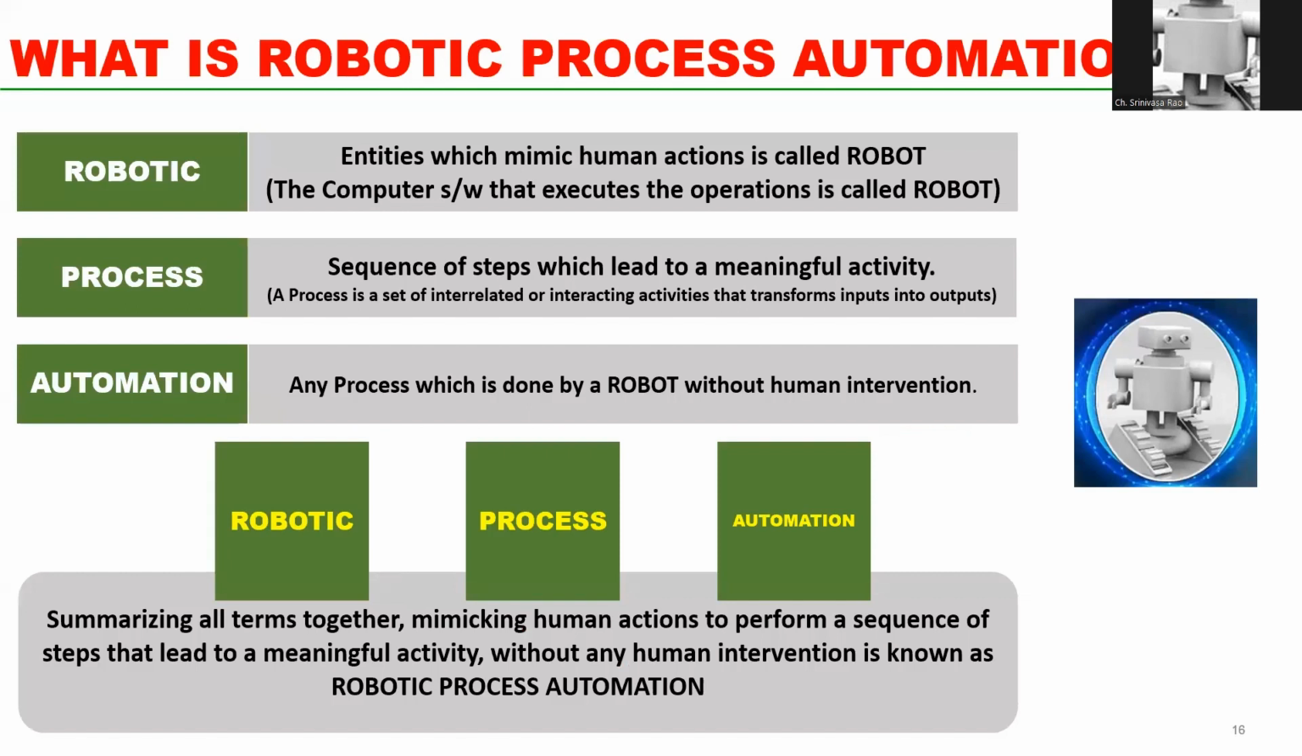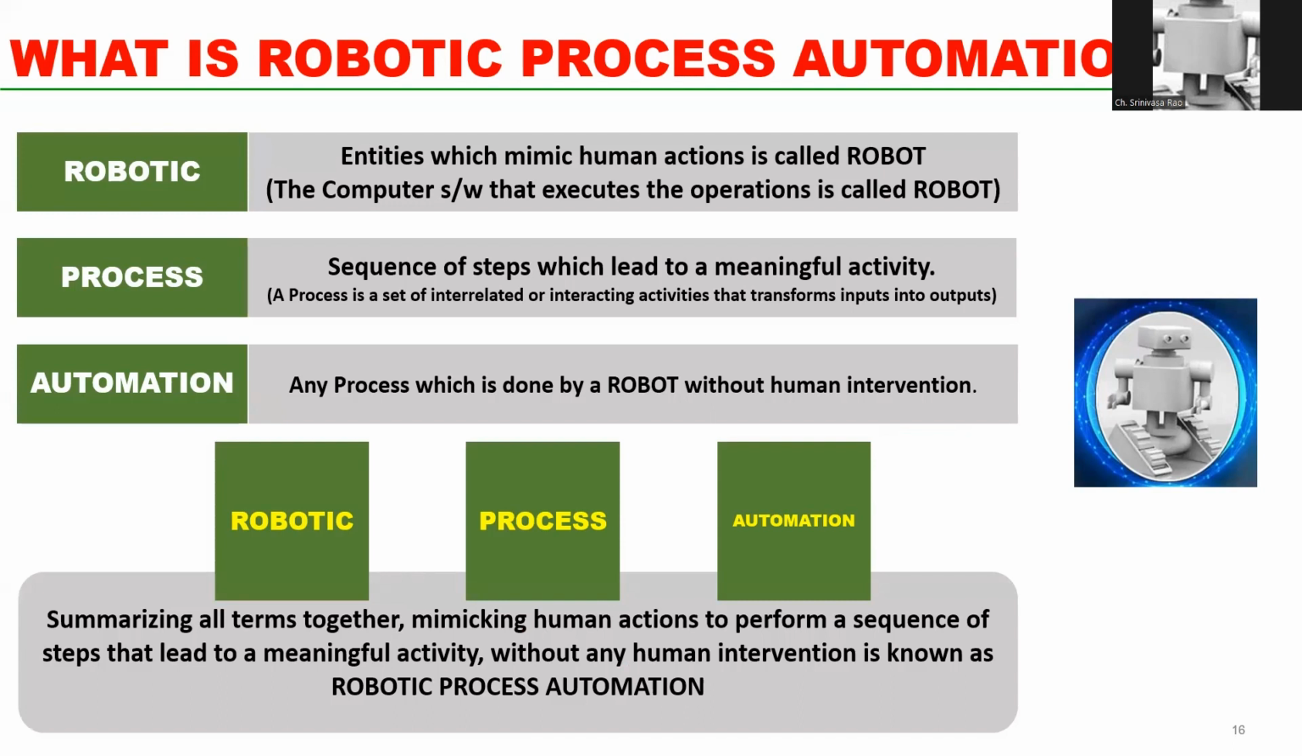If we divide the terminology like this, robotic is an entity. It is a software snippet which mimics human action, and that is called a robot. Human action means how a physical employee works in an organization; whatever they do, the robot is going to do. That's a robot. What is a process?